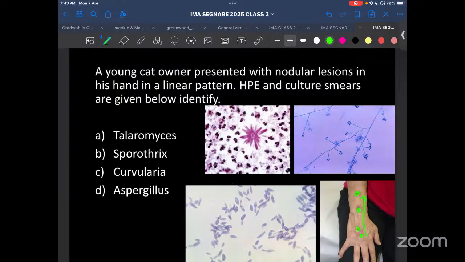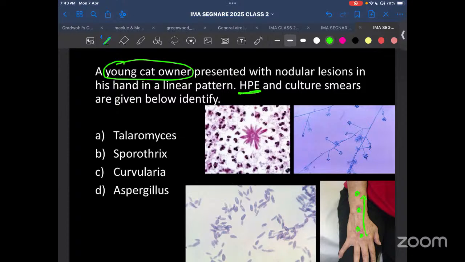So linear, it spreads by a lymphocutaneous route. It is given a young cat owner, so the cat might have scratched its owner, from traumatic inoculation. So trauma has occurred from the cat, and from the site we have a linear lesion spreading along the lymphocutaneous route.